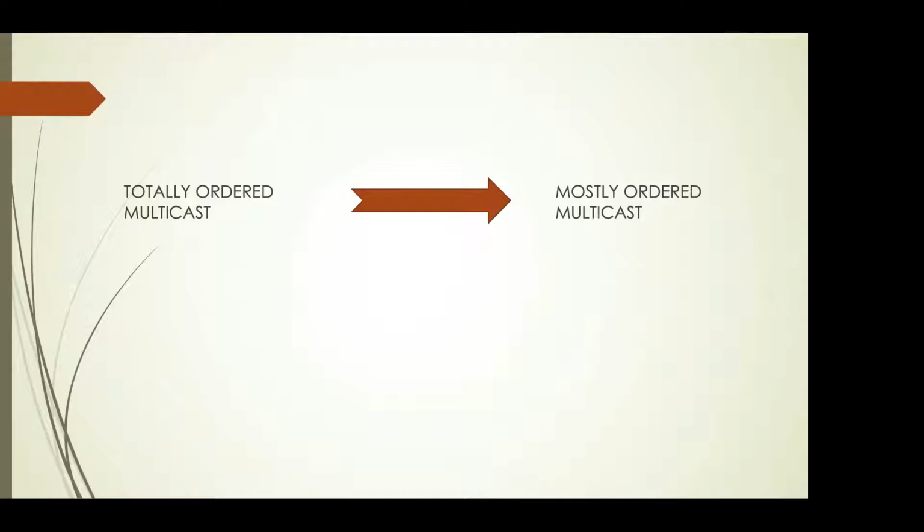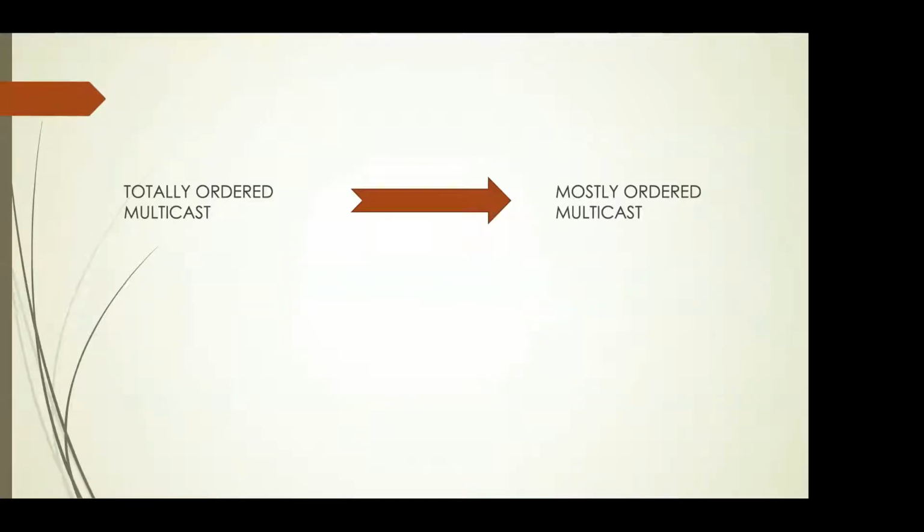To do that, first it defines what a totally ordered multicast is. Suppose a process multicasts a message M followed by another multicast message M dash. The receiving node must process M before M dash, because M was sent before M dash. So this is a very strict constraint, right? Totally ordered multicast.